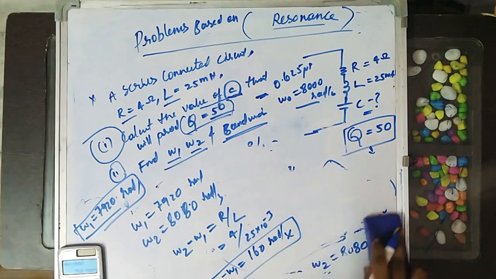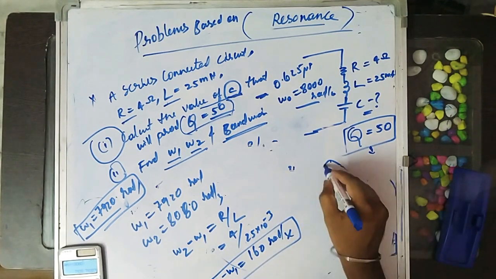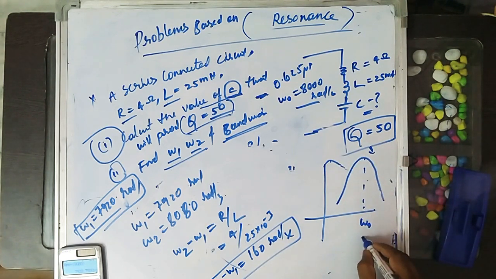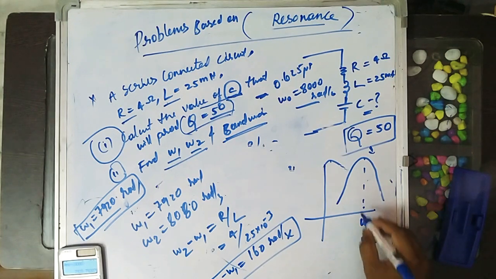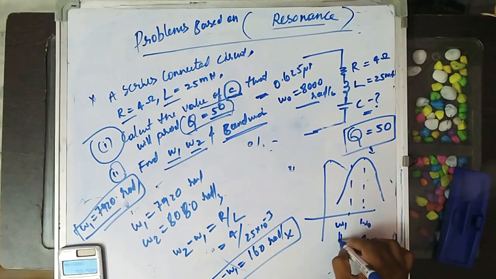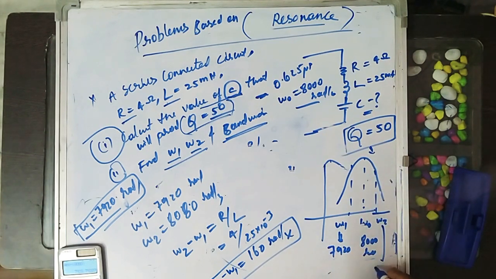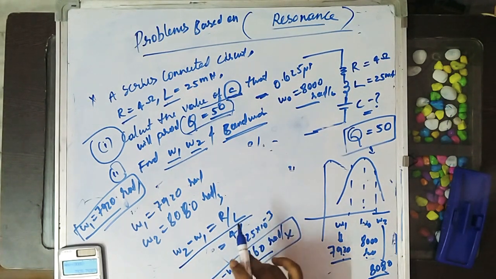So I am drawing the frequency response. This is omega naught, this is 8000 radians per second. Omega 1 is 7920, and this is omega 2, 8080. So bandwidth is omega 2 minus omega 1. If you subtract 7920 from 8080, you will get 160. So directly you can find bandwidth after finding omega 1 and omega 2 by omega 2 minus omega 1, or you can find it directly by using this formula. So this is the process.